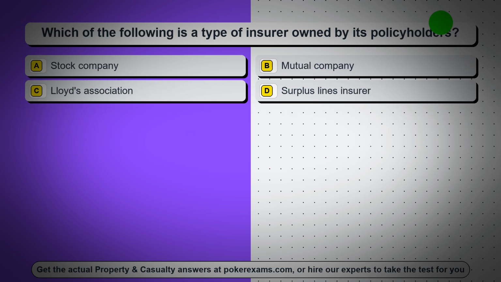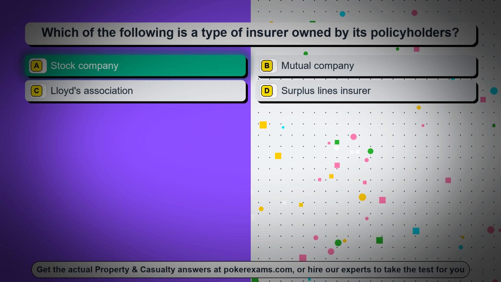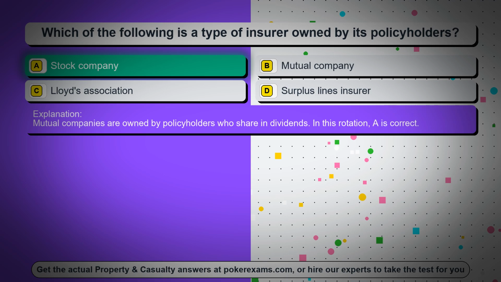Question 22. Which of the following is a type of insurer owned by its policyholders? Option A, stock company. Option B, mutual company. Option C, Lloyd's Association. Option D, surplus lines insurer. The correct answer is option A, stock company. Mutual companies are owned by policyholders who share in dividends. In this rotation, A is correct.